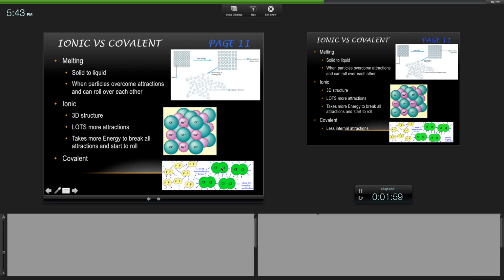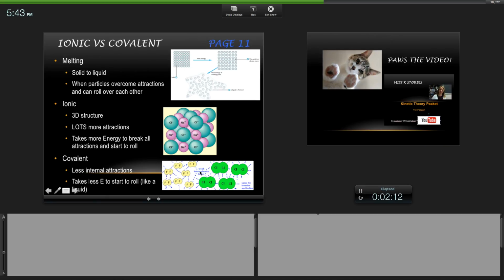In a covalent structure, this is a covalent molecule, this is a covalent molecule, this is a covalent molecule. In that sample, you have a lot less internal attraction. This molecule is barely attracted to this molecule, so it takes less energy to get this molecule to start rolling so that it acts like a liquid. It doesn't take a lot for this to start to roll or this to start to roll, and then my whole sample is rolling and acting like a liquid. Because there are fewer internal attractions in a covalent molecule, it takes less energy to start to roll, so the temperature of melting is much lower. This is the idea behind the difference between covalent and ionic melting points.